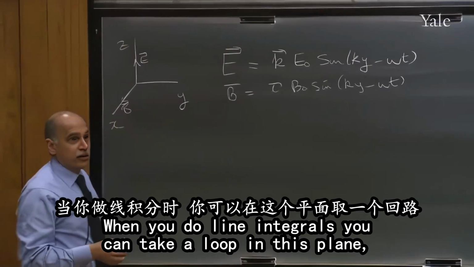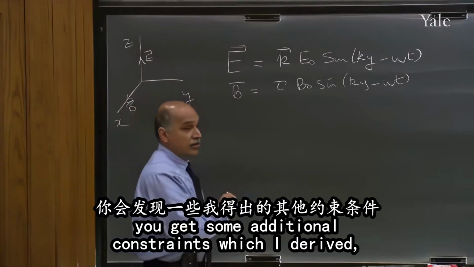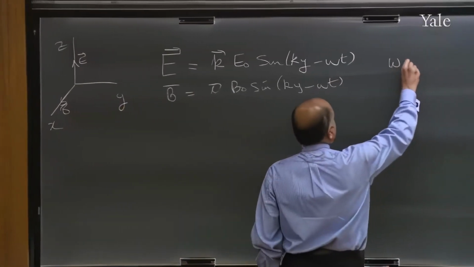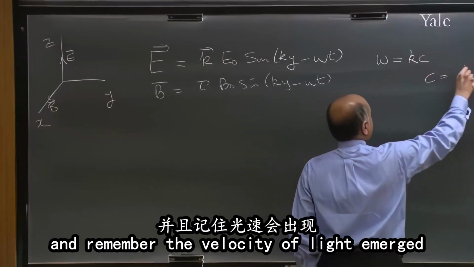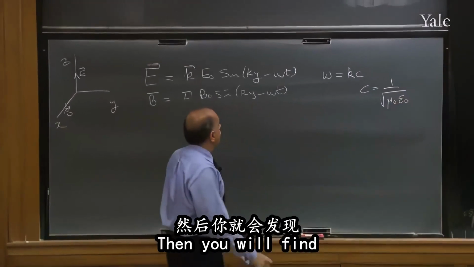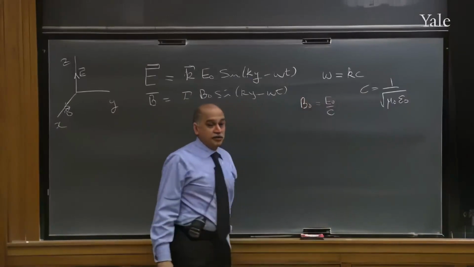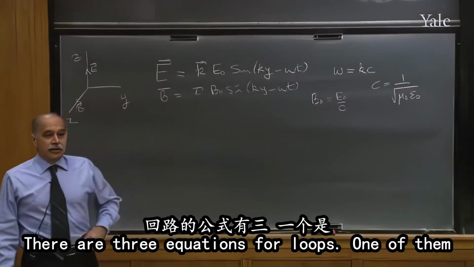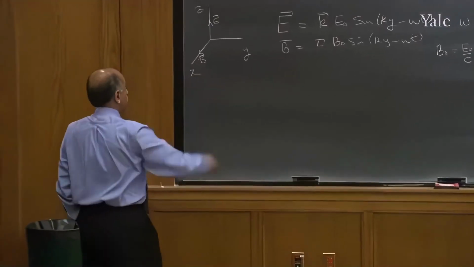When you do line integrals, you can take a loop in this plane and that plane and the third plane, and you fool around, you get some additional constraints, which I derived, but I don't want to do that again. But the conditions you derive are that omega should be equal to k times c. And remember, the velocity of light emerged as this following combination. Then you will find the magnetic field should be the electric field divided by c. These are the two conditions you get from writing the other three equations for loops. One of them is trivially satisfied, 0 equal to 0. The others give you this.